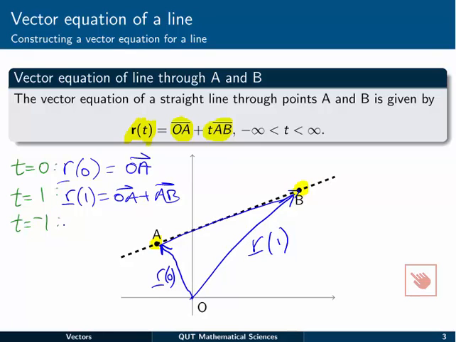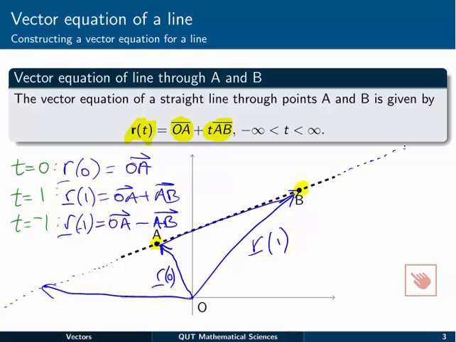When t is minus 1, we're going to end up in the opposite direction: O to A and then minus AB. So we'd end up here and then back down here somewhere, so something roughly like this. Now imagine if this dotted line kept on going back in the other direction, as it probably should. And it should go on in this direction as well.